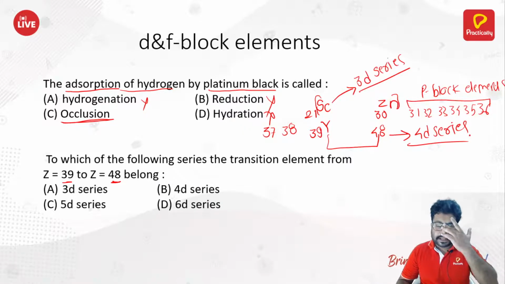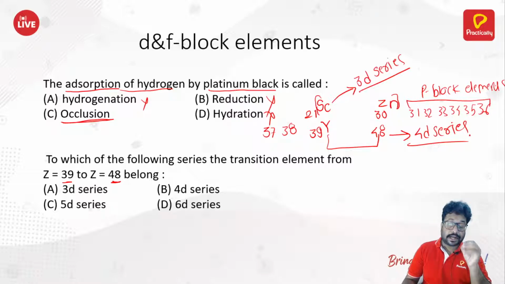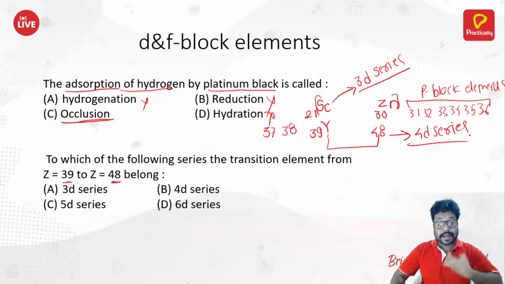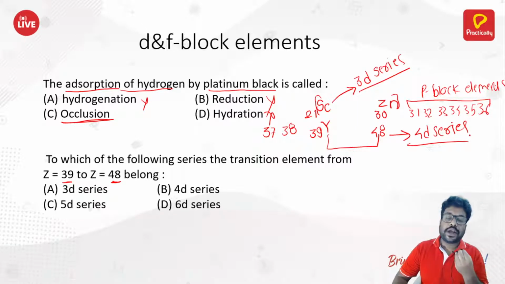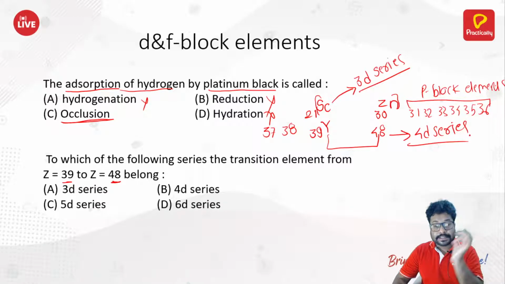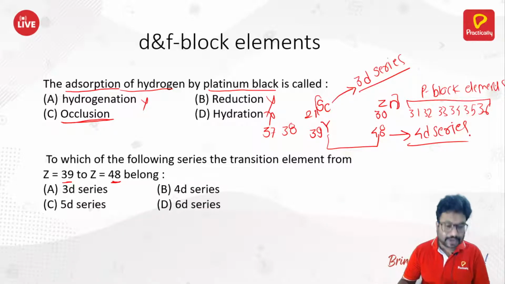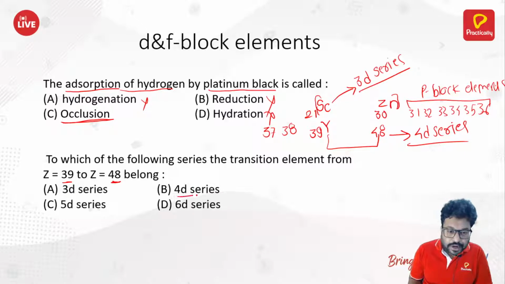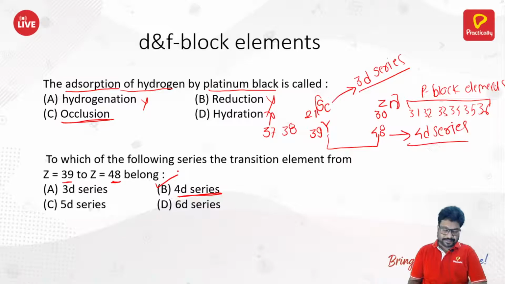So if in the 3D series electrons are getting filled into the 3D orbital, in this series electrons should be filling into the 4D orbital, and that is why this series, 39 to 48, is called 4D. Okay, moving ahead. So therefore here the answer should be 4D series, which makes option B the correct option.